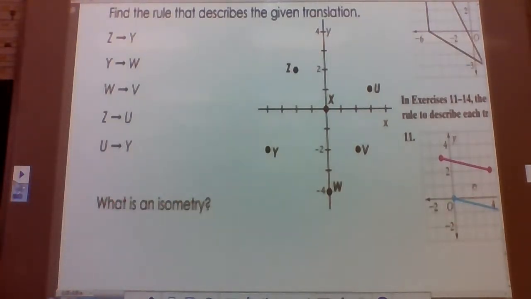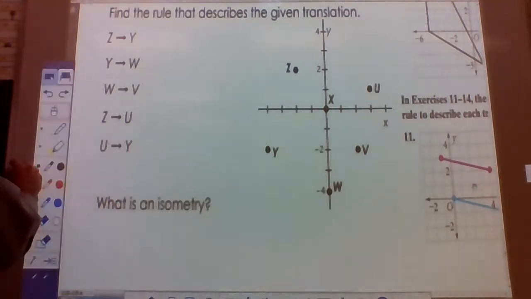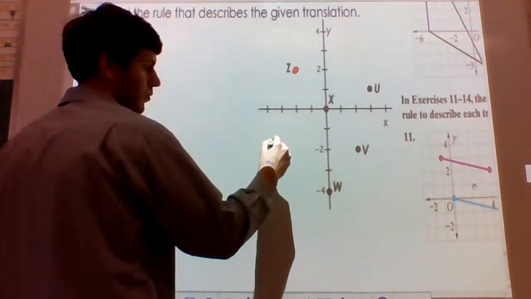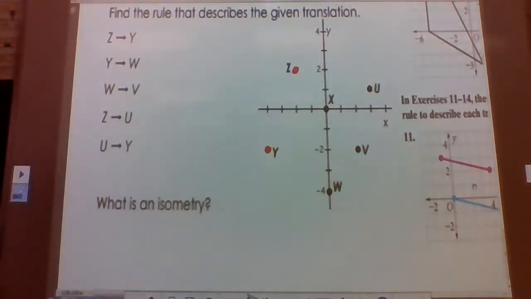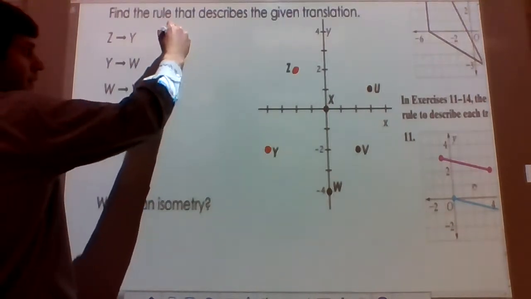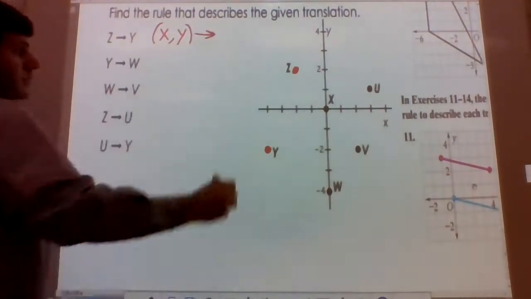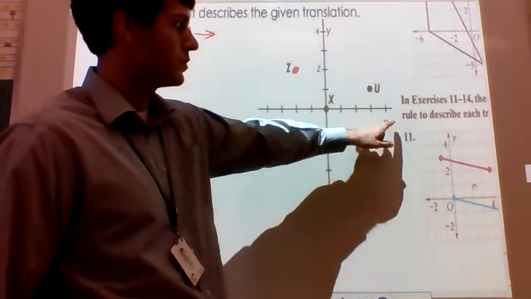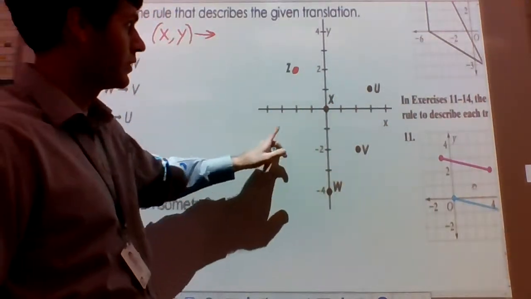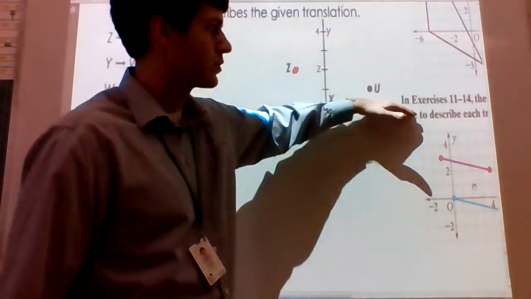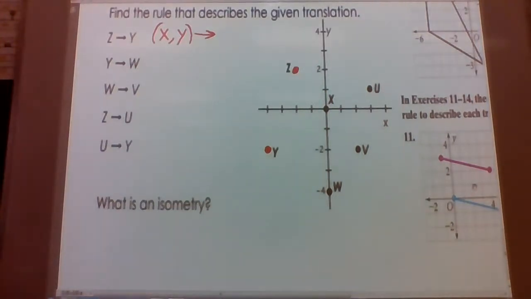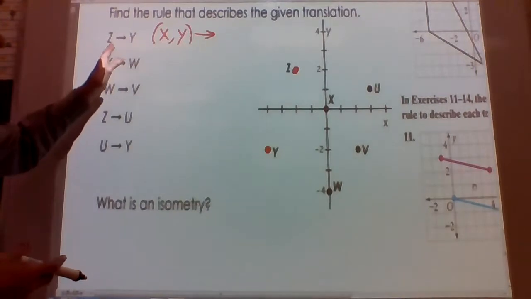So the rule that describes the given translation. Okay, so we want to go from point Z to point Y. This is an XY plane, so we're going to start out with X comma Y. This X does not refer to this X, it refers to the X-axis. This Y does not refer to this Y, it refers to the Y-axis. So we have an X coordinate and a Y coordinate in our XY plane. These are just points in the plane. So we have X comma Y. We want to know how we get from Z to Y.